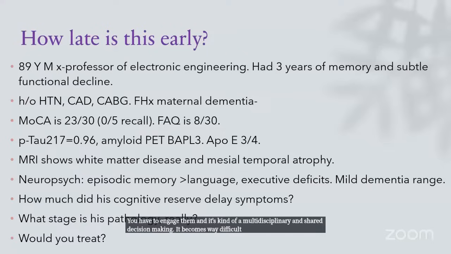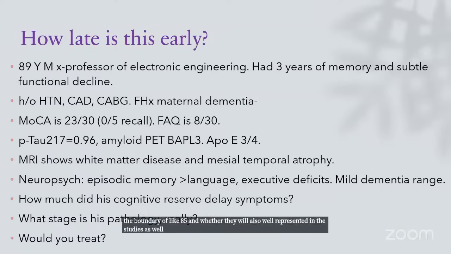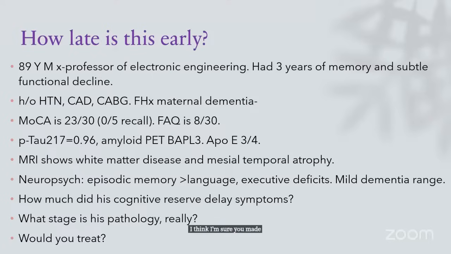Honestly, the same thing applies. Would you give anti-resorptive medication, like osteoporosis medication, for people in long-term care? What's the value? What's the time to benefit? We have that argument all the time with frail people, especially when they cross the boundary of 85, and whether they are well represented in the studies to make that judgment. But again, I'm sure you made the right decision after having shared decision making with the family.